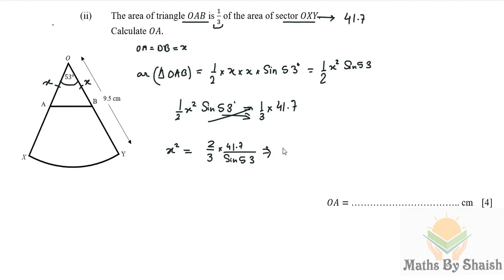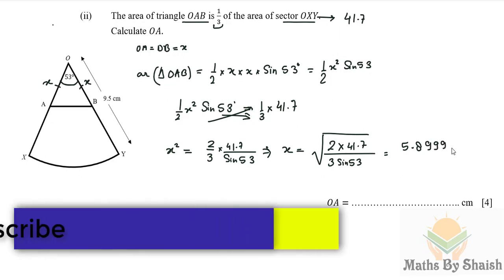If we have x square, we can calculate x by taking the square root. We'll take the positive square root because x is a length, so this value is going to be the square root of 2 times 41.7 over 3 sine 53. Now we will calculate this directly from the calculator. It is 2 into 41.7 upon 3 into sine 53, and this value is 5.899 and so on.